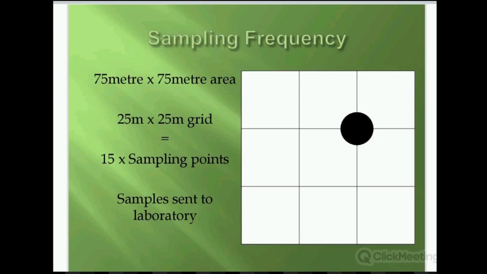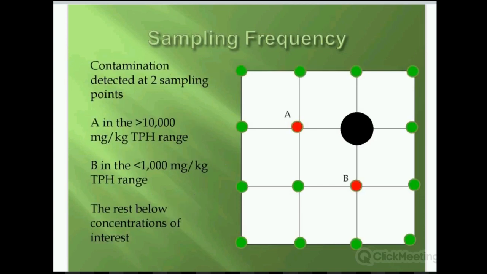Fairly typical site, well, not typical because I've just squared it up a bit, but a 75-meter area with an underground storage tank. Let's just sample it and find out if it has got contamination. Standard 25-meter grid, 15 sampling points. So the samples have gone off. A couple of weeks later, they come back, and you can see that we have two hot spots: A, which is above 10,000 milligrams per kilogram, and B, below 10,000 milligrams per kilogram, and the rest is below 100, so nobody's particularly bothered.